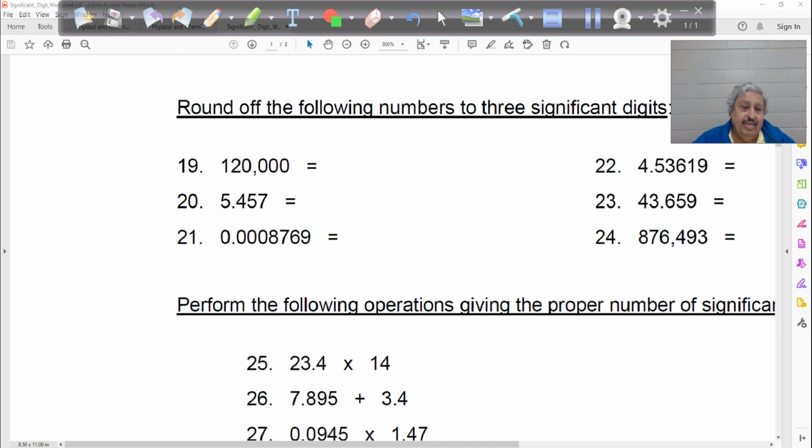Okay, now sometimes you will be forced to round. Look at the rounding. Sometimes it's not in the slide, but sometimes in the online assignment, you'll be forced to round the answer to 3 sig figs or whatever, 2 sig figs.